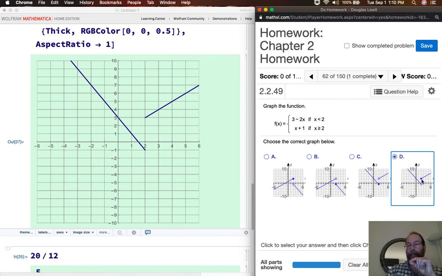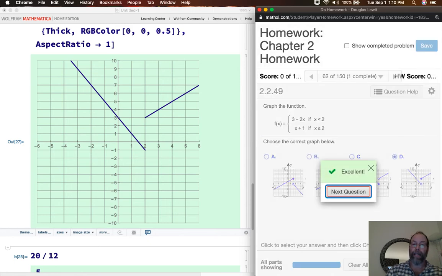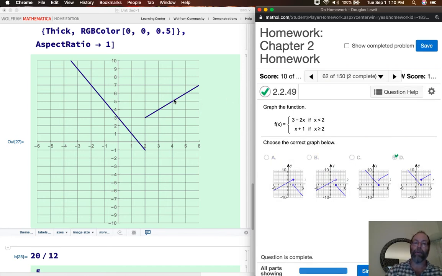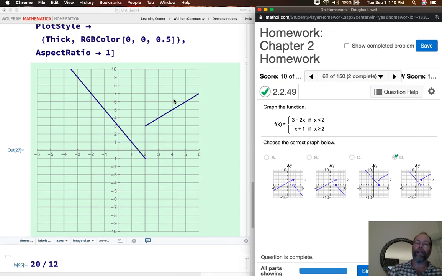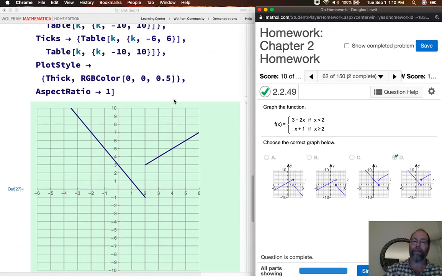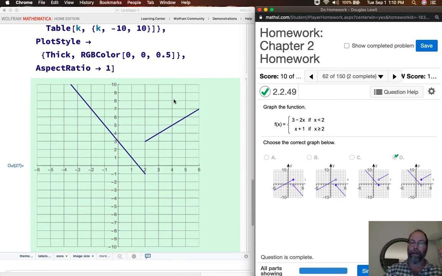So the point x equal to 2 belongs to this half of the piecewise function. Therefore, what we want is choice D, which is the correct answer. I mean, you could also put that in your graph, although that's going to take a little bit more work. I would rather not show that to you right now, so for right now, just don't worry about it, okay?